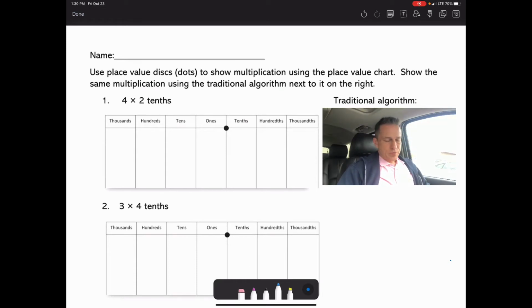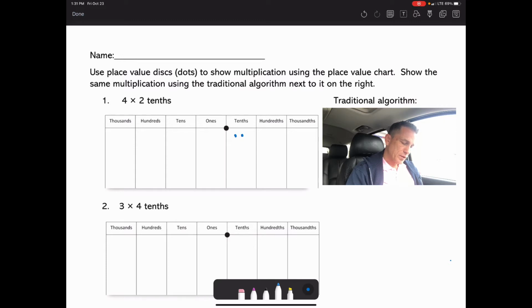All right, in this exercise, we're going to multiply a decimal by a whole number using the place value discs. So if we look at the first problem here, we have 4 times 2 tenths. So what you're going to do in the tenths place, you're going to make 2 tenths.